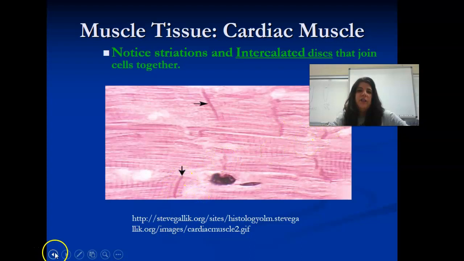You can also see these long, darker lines here. These are called intercalated discs. What these discs do is they join one cardiac muscle cell to another cardiac muscle cell. So here's one cell, here's one cell, here's one cell. Here's a cell, and then on this side is another cell. You can't see it very well in this picture. Here's a nucleus, but cardiac muscle only has one nucleus per cell, unlike skeletal muscle, which has multiple.